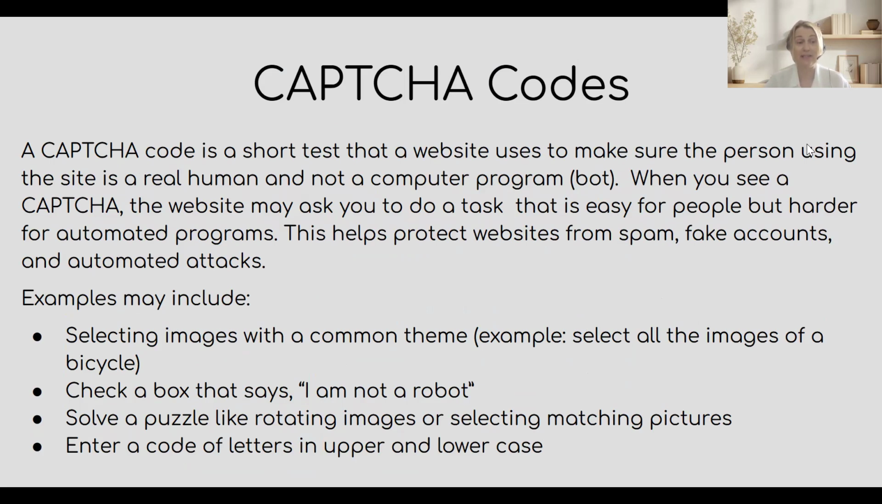This might be something like selecting all of the images of a bicycle or a bridge or all of the car pictures. Or you might have to do something simple like just checking a box that says, I am not a robot. Sometimes it's solving a puzzle with rotating images or matching pictures, and sometimes it's a mixture of letters in upper and lowercase that are rather hard to read. So I'm going to show you some examples.